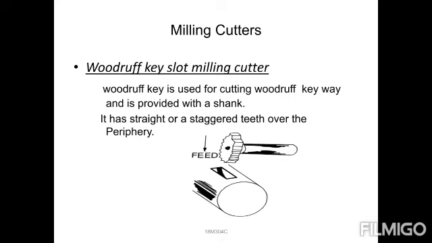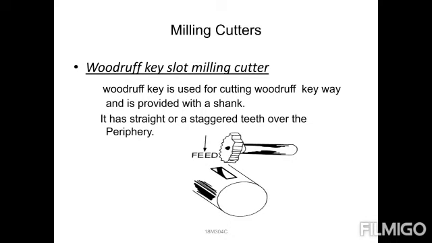Next one is the Woodruff key cutter. It is used for cutting Woodruff keyways and is provided with a straight shank and staggered teeth over the periphery. The feed is given from the top side, with the workpiece at the bottom. The keyway is produced for this purpose, and we use this type of cutter. That is the main thing.